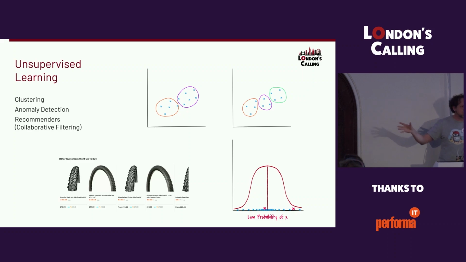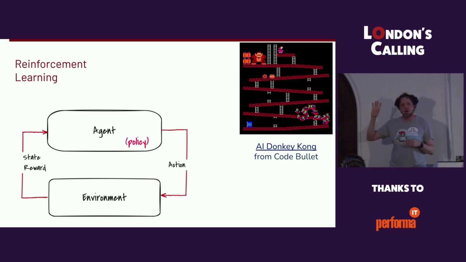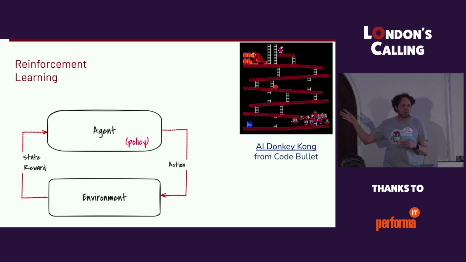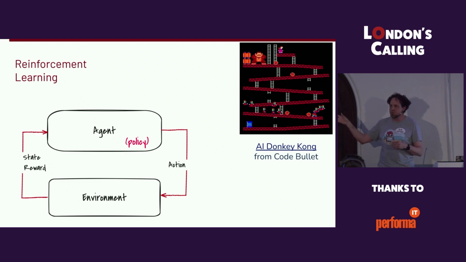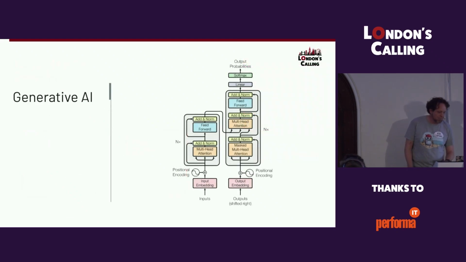Unsupervised learning algorithms are kind of the coolest ones out there, like clustering algorithms and anomaly detection. Recommenders, everybody's probably seen one of those because every e-commerce site has one. Reinforcement learning, I wish I could talk about it. I don't have time, but check out this. There's a great YouTube video about somebody doing reinforcement learning with Donkey Kong. It's the Code Bullet YouTube channel. And that brings us to generative AI, which is what kind of everybody's interested in today.